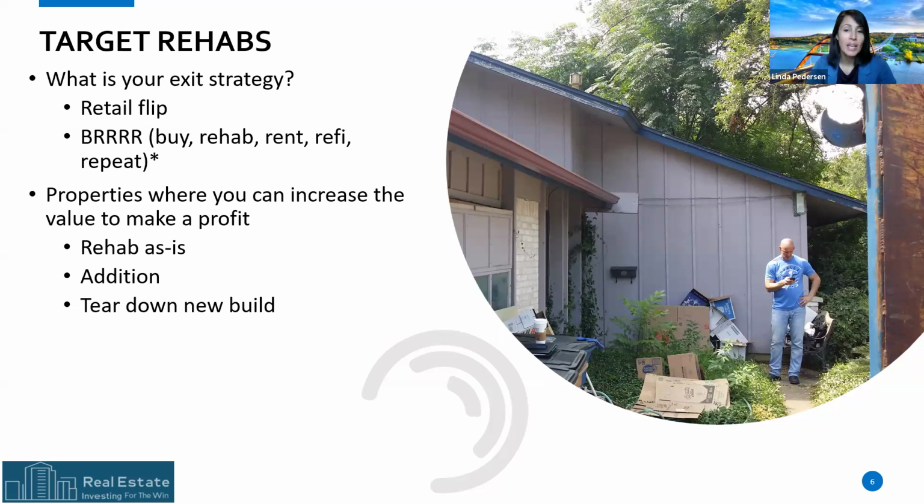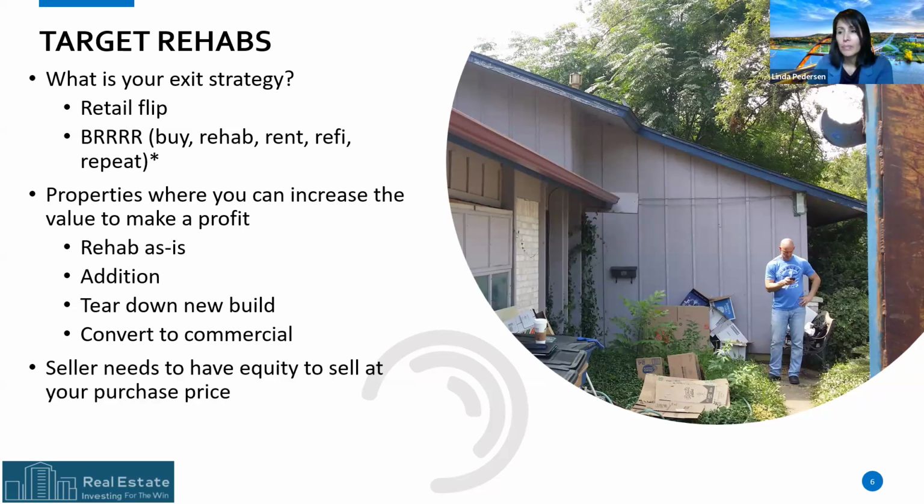which we've done. And then of course, tear down new build is you keep the land. And you could even in Austin, tear down one and build two, if you've got the right code and the right jurisdiction. So there's different flavors. You can build more now. Yes, the code changed. You can build more than two now. Exactly. And then potentially even converting it to commercial. So seeing opportunities where others don't. And then ideally in this scenario, you would want a seller who has equity so that they can sell it at the price you need to purchase it at to be able to fix it up.